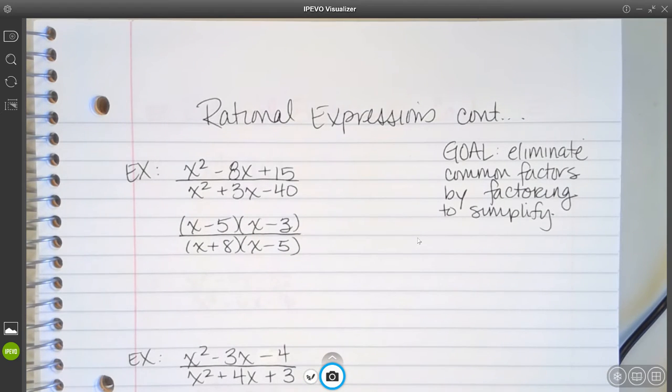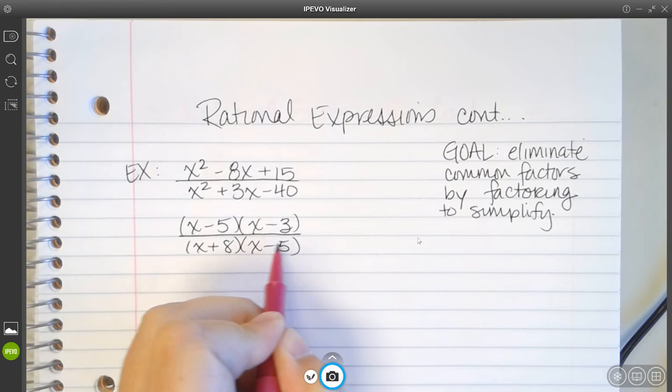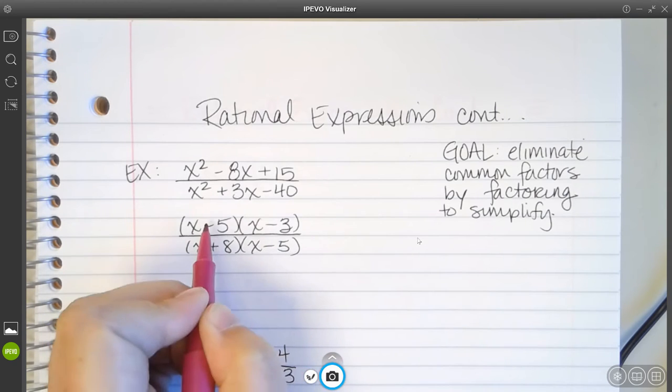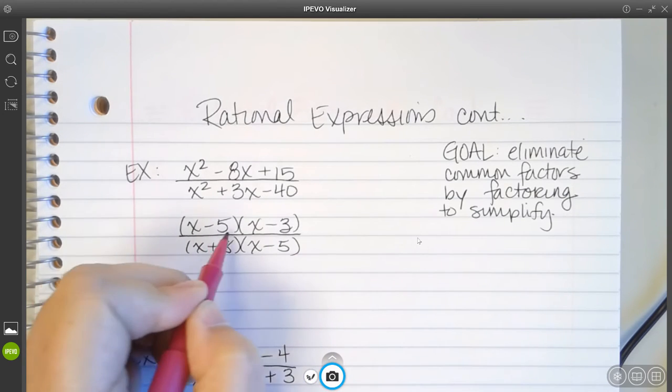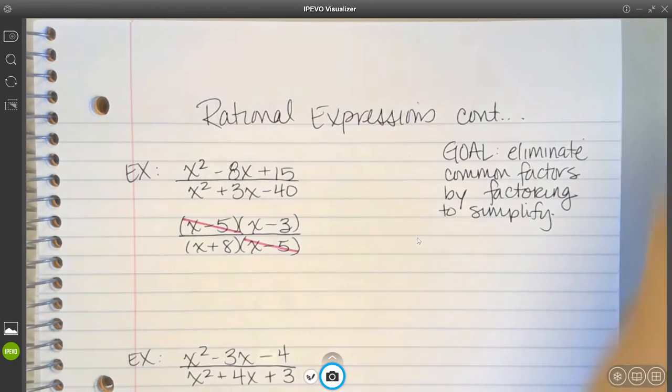Usually when I do this step, this is when the students are like, oh, wait, I see something. See here I have x minus 5 and x minus 5 in the numerator and in the denominator. Well, when that happens, I simply eliminate them, because it's like fractions. What do I mean by that?